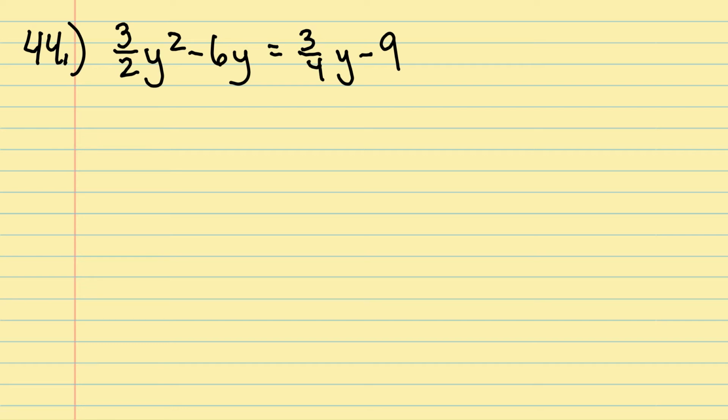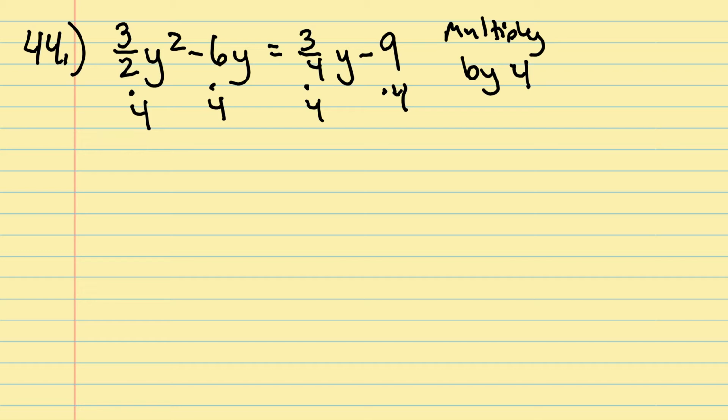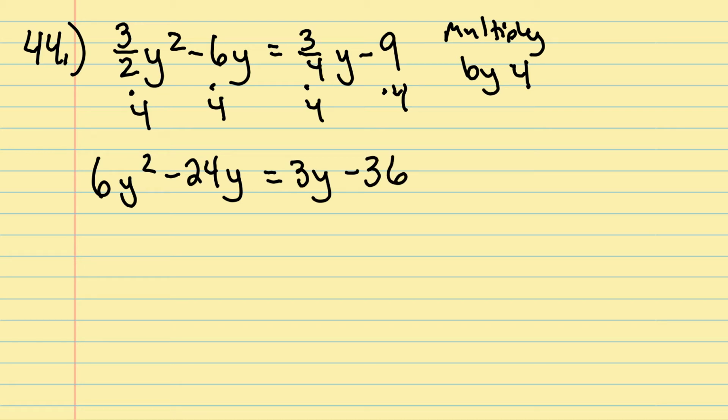Alright, first things first is I don't want to deal with any of these fractions, so I'm going to multiply everything by 4. So this by 4, this by 4, this by 4, this by 4. It's going to make all my fractions go away because it's the biggest denominator and it's the greatest common factor between 2 and 4, or the least common multiple. So I'm going to say multiply the 3 halves by 4 is going to be 6y squared minus 24y equals 3y minus 36.